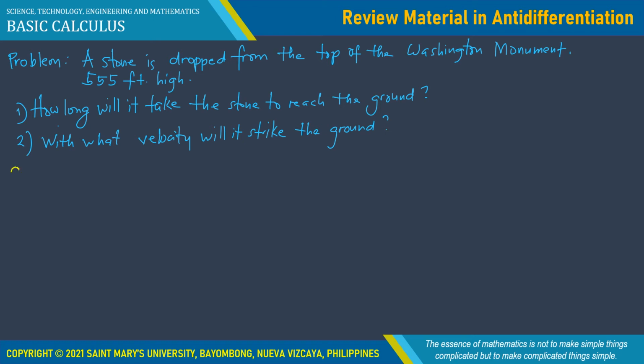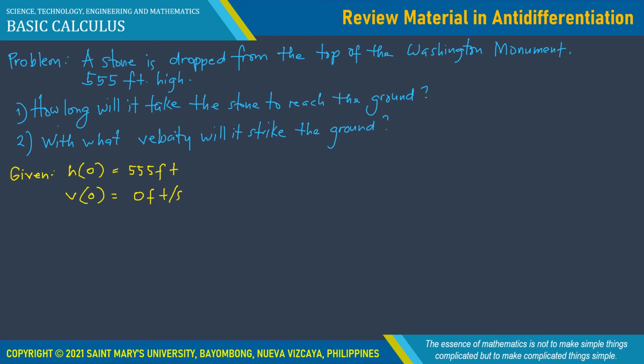So, ang given dyan are yung initial height. So, the height at time 0 is equal to 555 feet. And meron din dyang initial velocity, which is equal to 0 feet per second. Yan yung ating given. Kasi, ang problem kasi is, a stone is dropped from the top of the Washington Monument. So, walang velocity na yan from the start, since naka-stop siya doon, 0 ang ating initial velocity.